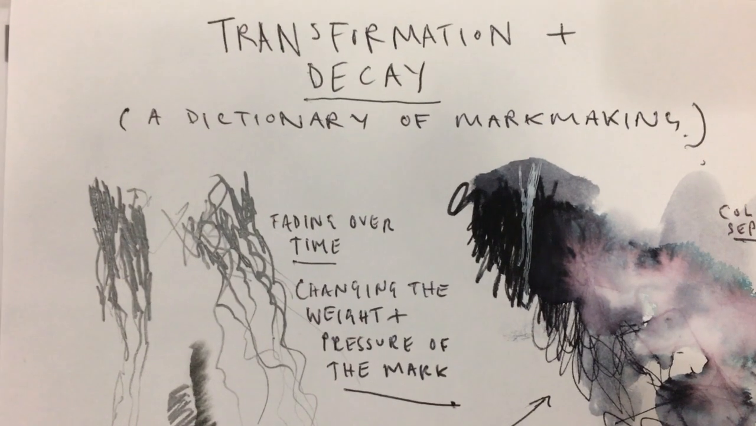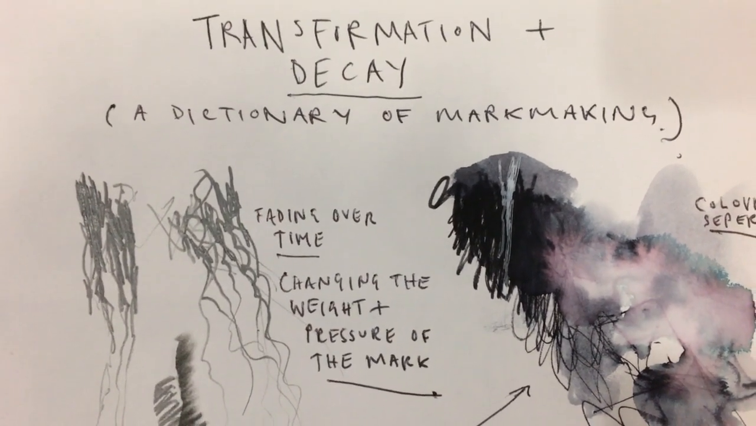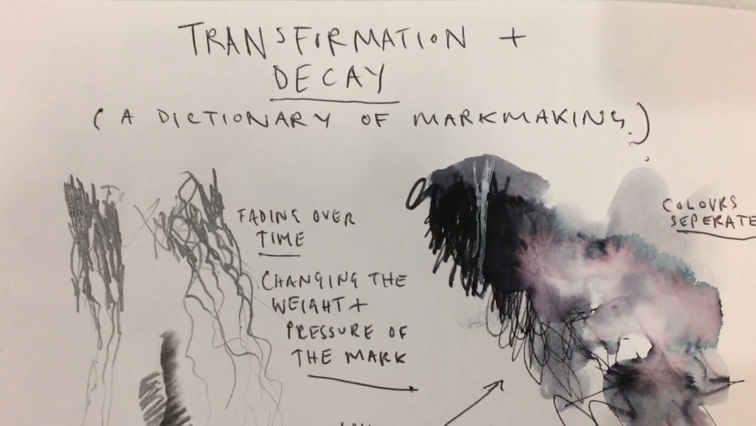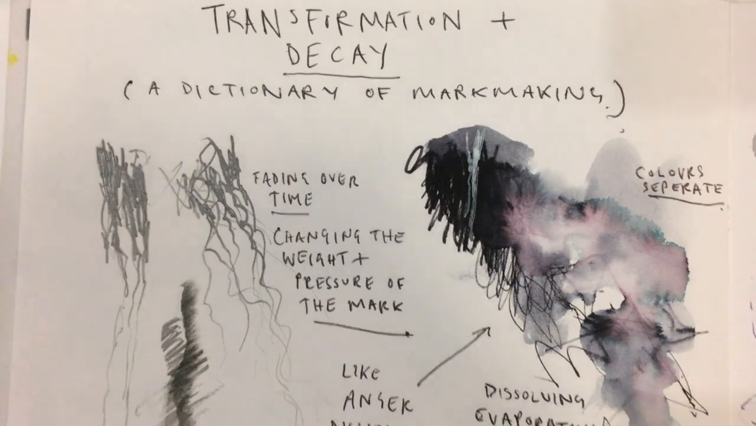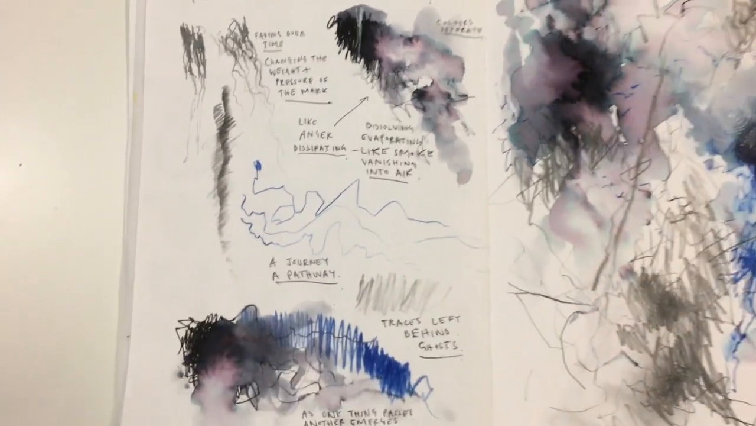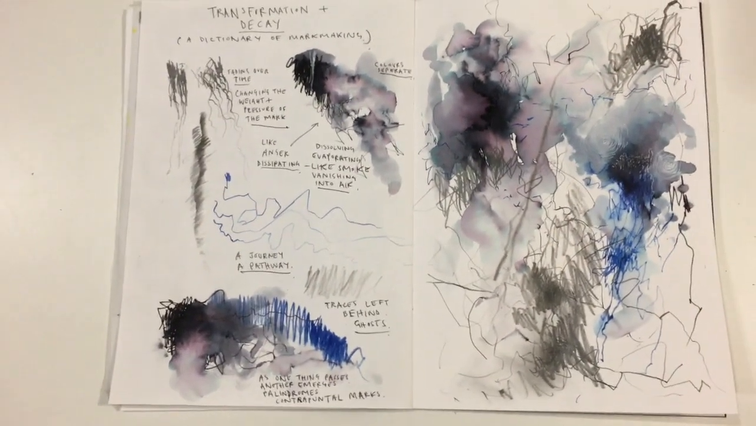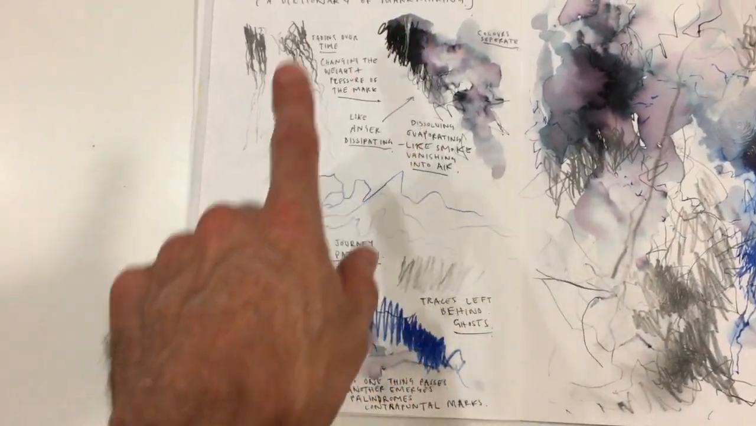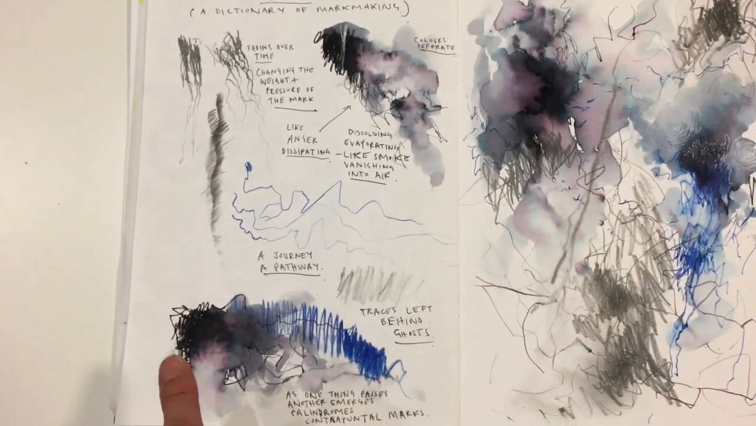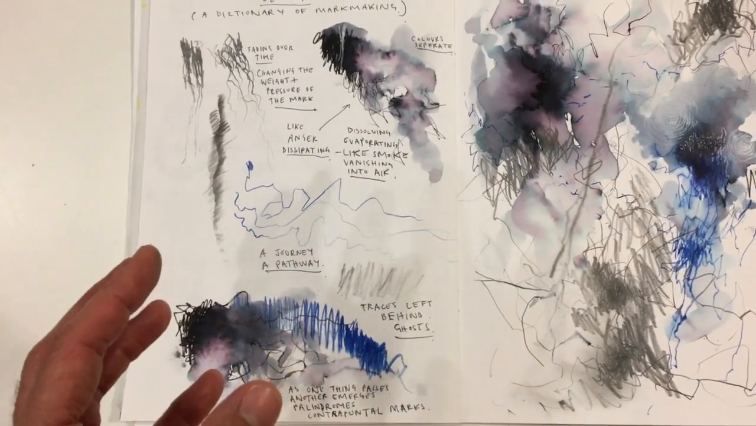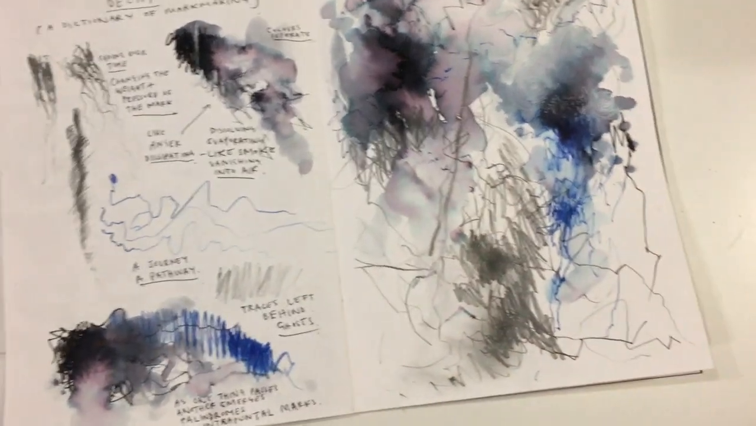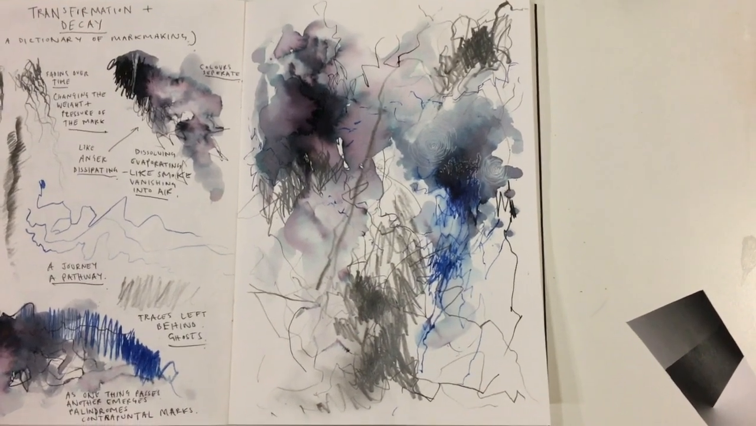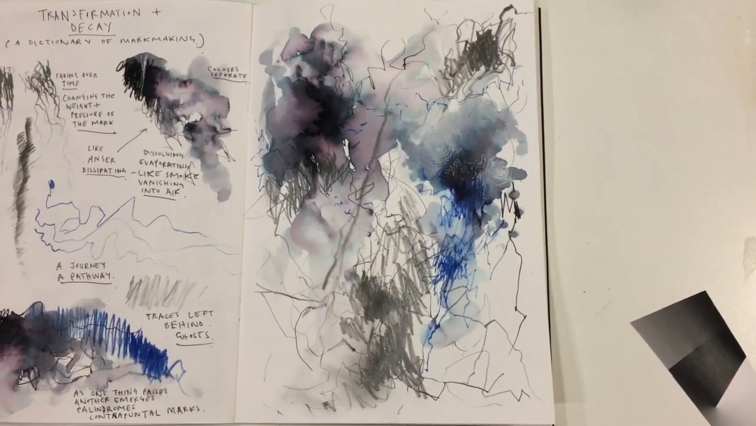Depending on what your theme is, the type of marks that you're using and the quality of mark making will be different to suit that theme. What I'd like you to do today, if you look at the double page in my sketchbook, is to use that array of marks that you've come up with over here to create what you might think of as an abstract work of art based upon your theme.